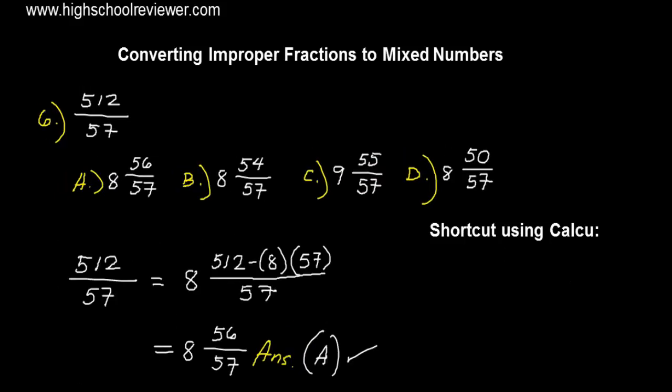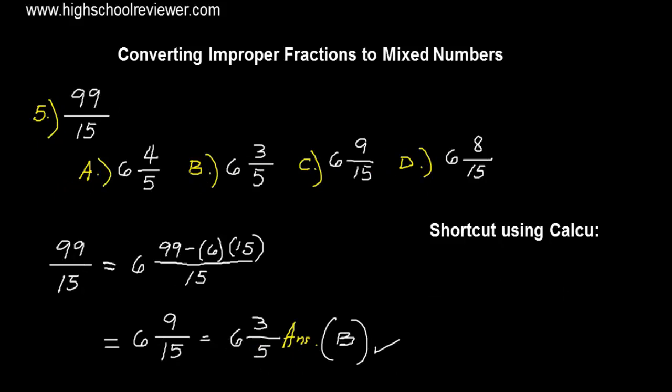Number 5, 99 over 15. Our final answer here is 6 and 3 over 5, or letter B. And for the shortcut, you just type the numerator, which is 99, the fraction key, which is A B over C, and the denominator, which is 15, and the equal sign.